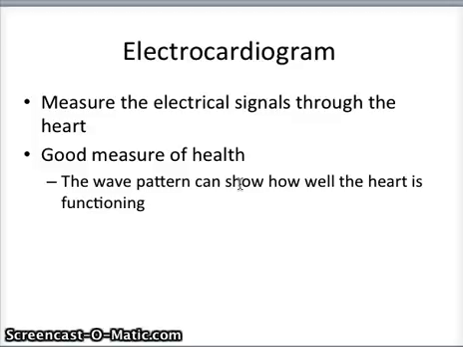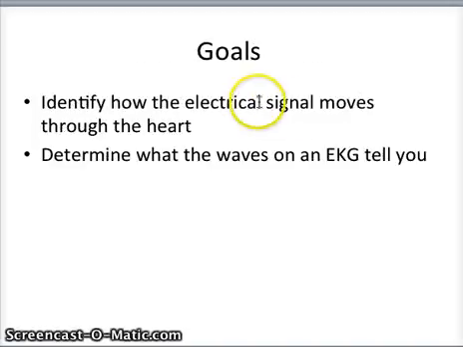But again, we're going to mainly just focus on the wave pattern and two problems with that wave pattern, not all of them. Alright, so you're going to have to identify how the signal moves to the heart, so you're going to have to know the path from the SA node down to the Purkinje fibers. And then you're going to have to determine the different waves and what they tell you.